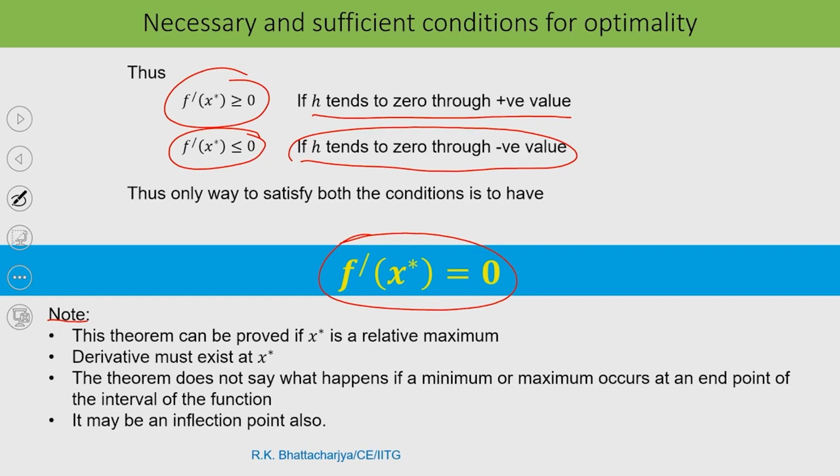And apart from that, as I said, it can also be an inflection point, so neither maxima nor minima. Therefore, this is not the sufficient condition for optimality. It is a necessary condition: once the first derivative is 0, the particular point may be a maximum point, may be a minimum point, or it may be an inflection point also. But it is a necessary condition for optimality.